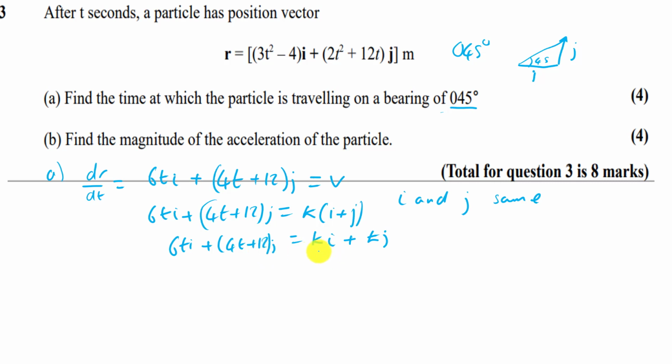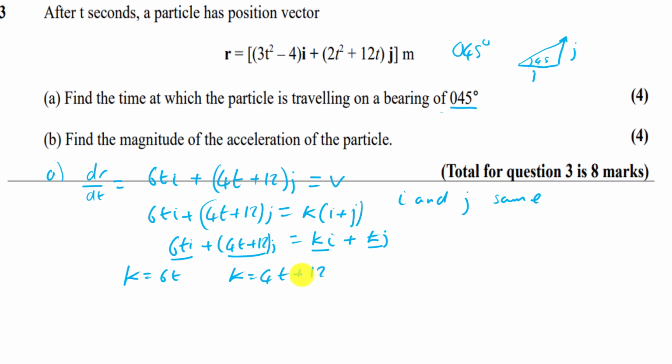So what we can say is, what can you see? k has to equal this. So we're going to get k equals 6t. And also k here has got to equal 4t plus 12.